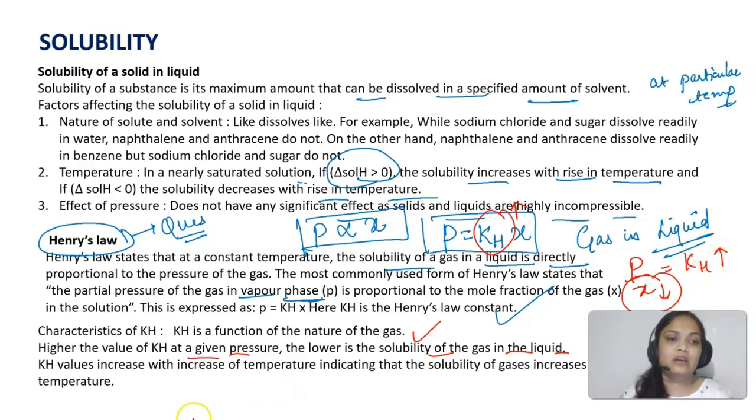Keep that in mind. And KH value increases with increase in temperature. So it means solubility of gases increases with the decrease of temperature. The lower the temperature, the more the solubility of gas will increase.